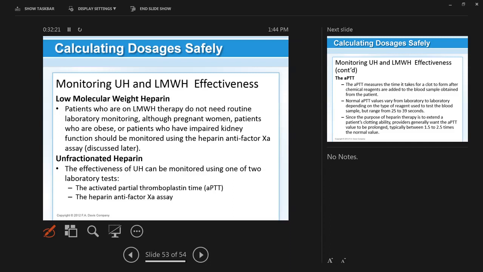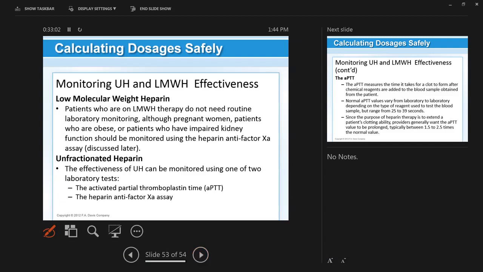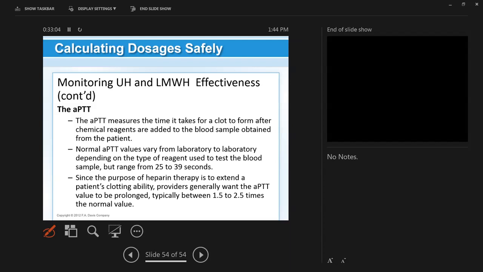When we look at how we monitor the effectiveness of both types of heparin, it's important to know which lab values are tied to each. Most of the time when we have clients that are on the enoxaparin, we don't see routine lab monitoring unless they are in a special circumstance. And when we see clients that are on heparin or unfractionated heparin, we often will use the APTT lab value. So when we look at that lab value, we would look at measuring the time that it takes for a clot to form after that blood sample has been drawn.